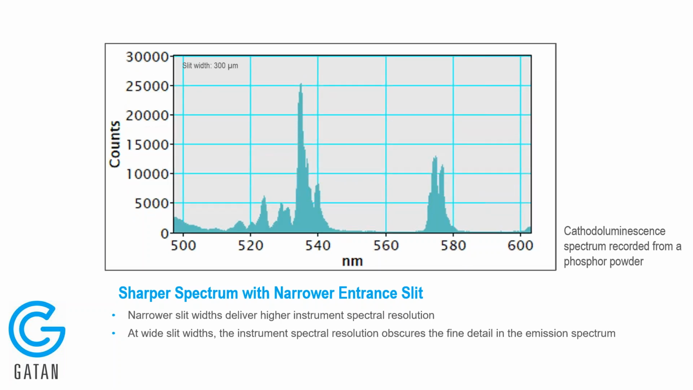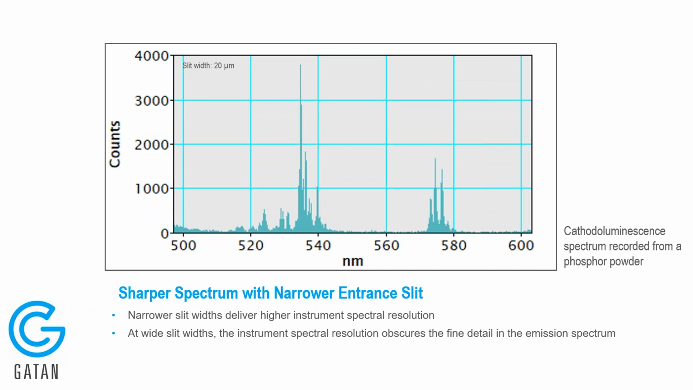And as we start reducing the size of the slit width, we can see that we can start seeing much finer detail within the spectrum. So at wide slit widths, the instrument was smearing out the wavelength information. We had insufficient spectral resolution to observe the fine detail that was there in the emission spectrum. The narrower slits deliver higher spectral resolutions.